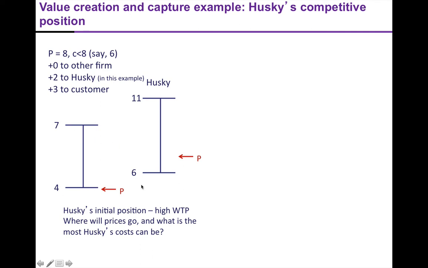In this example, where I've arbitrarily chosen Husky's cost to be 6, Husky gets $2 of profit and $3 of benefit go to the consumer. Why do $3 of benefit go to the consumer? Because that is the gap between willingness to pay and cost of the next best competitor, so that is the amount capturable by the consumer. So as long as Husky's wedge between willingness to pay and cost is greater than 3, Husky will be able to capture the difference between those two. That's the willingness to pay advantage that we talked about in class.